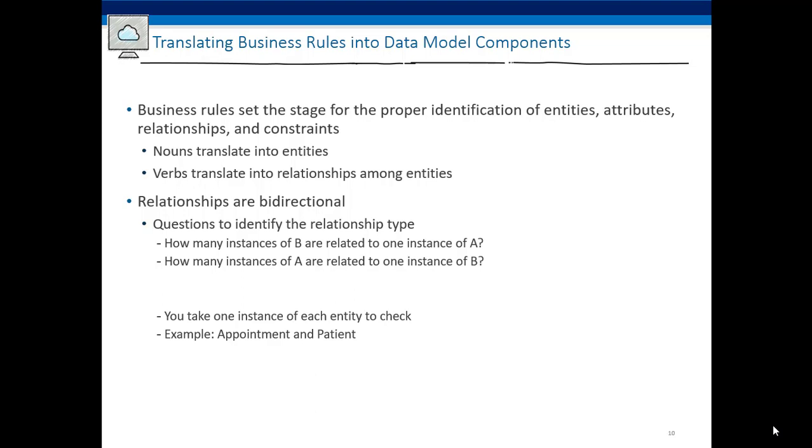Now, relationships are bidirectional. For example, how many instances or how many records of the entity B are related to records in entity A? Then you got to go around the other way. How many instances in entity A are related to one instance of entity B? So you take one instance in, for example, appointment and say, well, how many related patients? Well, appointment can only have one patient. Okay. Then you go over to patient, you take one patient, how many appointments? Well, over time, that patient can have many appointments. So that would be a one-to-many relationship.